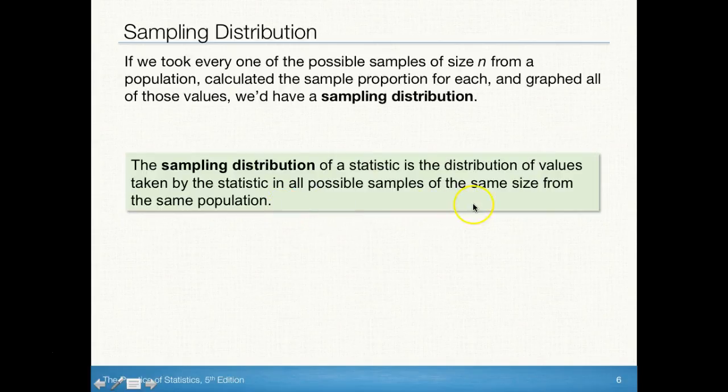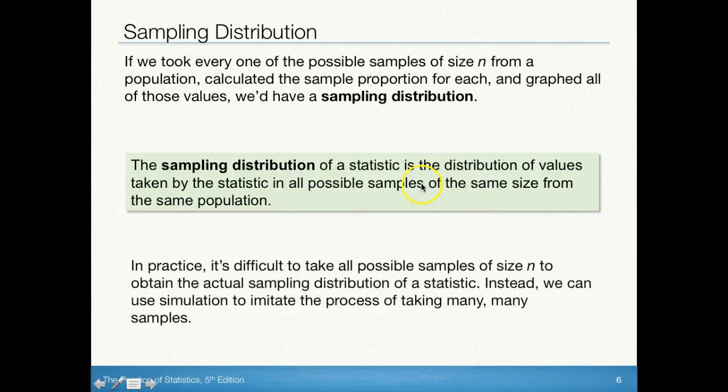One key here is that all those would have to be the same size. Meaning, in the German tanks activity, you'd have one sampling distribution if you use size 7. Your sampling distribution would be different if you use size 20, and we'll talk about that.